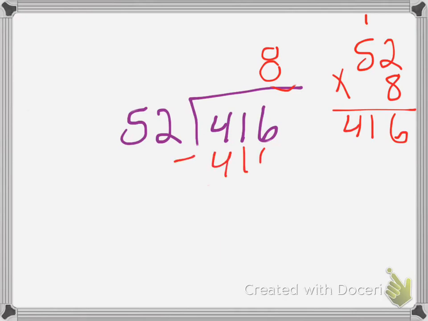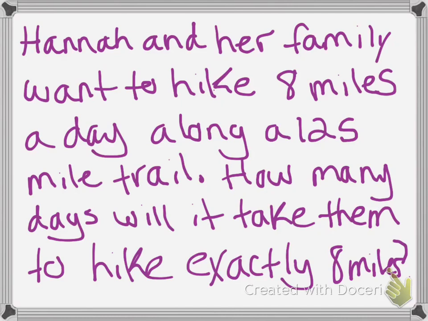And I get exactly my number. So our correct quotient is 8. Hannah and her family want to hike 8 miles a day along a 125-mile trail. How many days will it take them to hike exactly 8 miles?